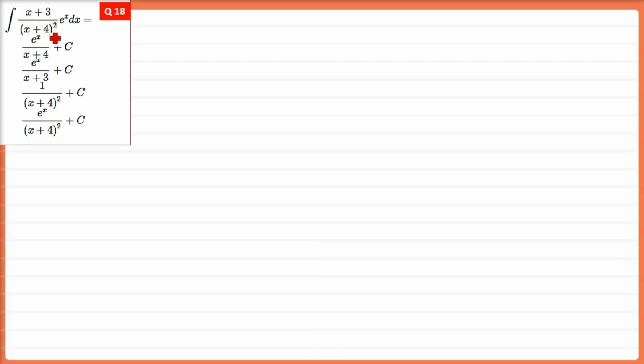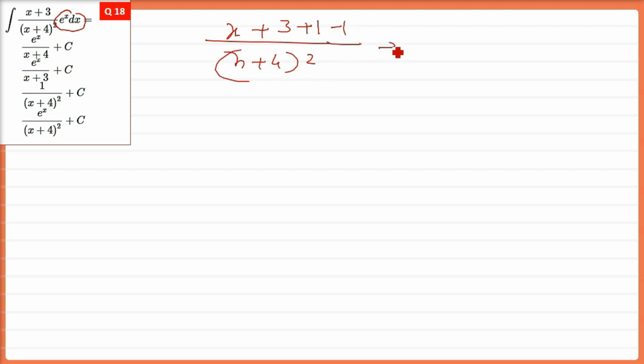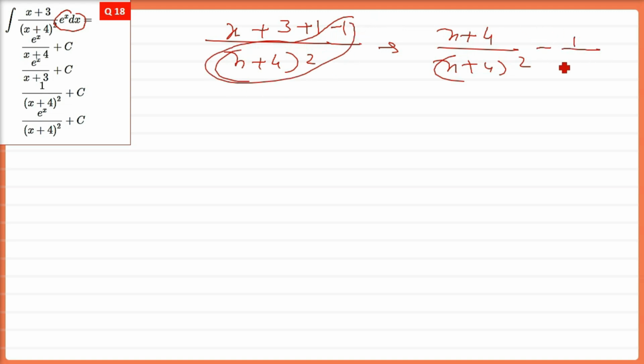x plus 3 divided by x plus 4 whole square, e raise x. Whenever this e raise x comes, that means the examiner is trying to give you a question which has a direct result. I'll just write that, but before that let's simplify the first term. x plus 3 divided by x plus 4 whole square. So I'm making it a 4. So I'm adding a 1 and subtracting a 1 in the numerator.